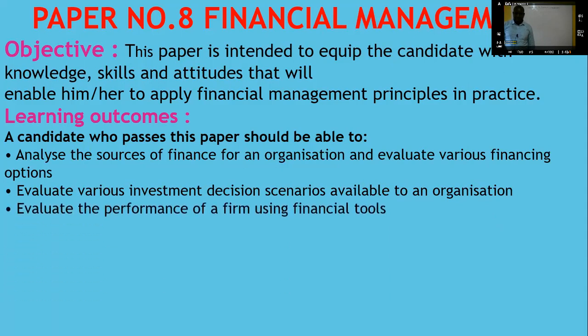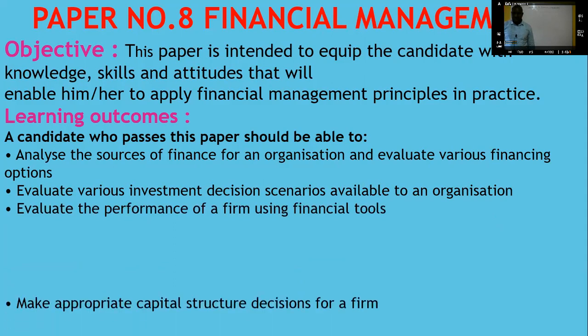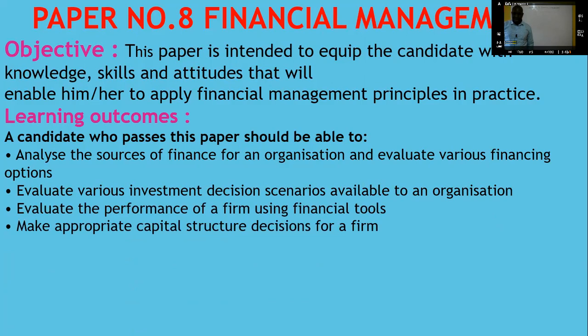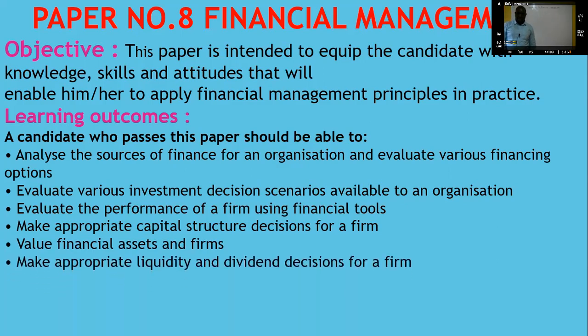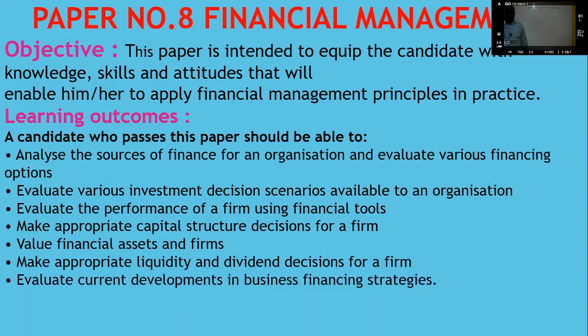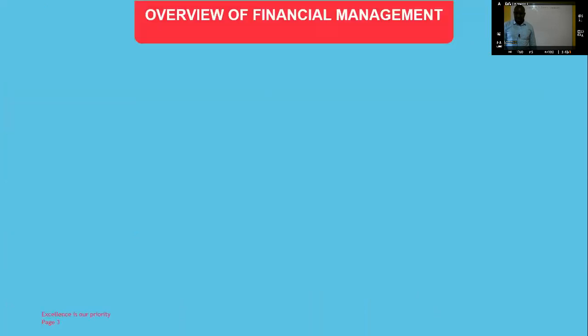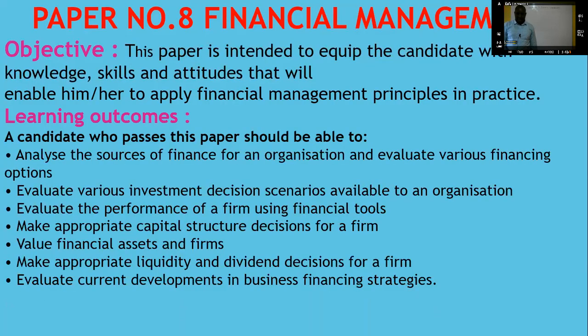Number 3, evaluate the performance of a firm using financial tools, and then make appropriate capital structure decisions for a firm, what you usually call the optimal or the optimum capital structure of a firm, and value financial assets and firms, make appropriate liquidity and dividend decisions for a firm, and evaluate current developments in business financing strategies. So those are the outcomes that a learner should expect in the financial management paper.